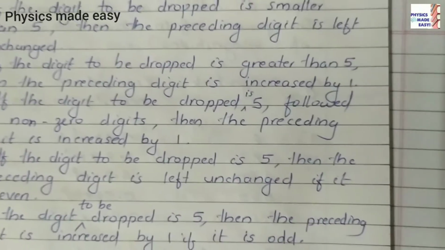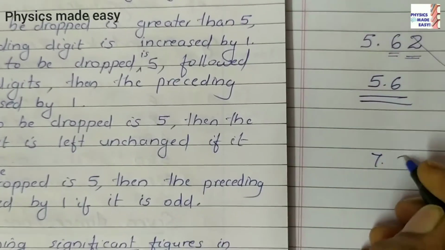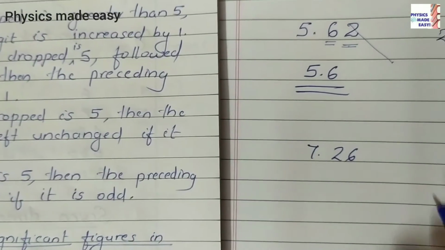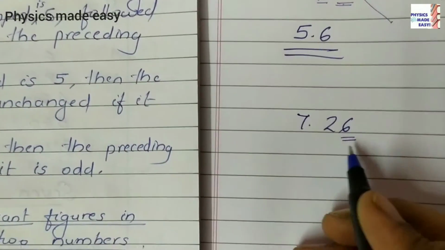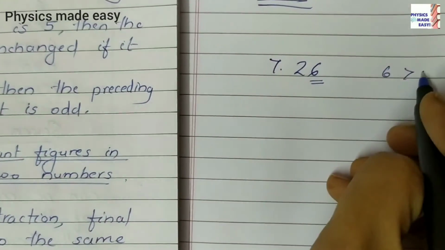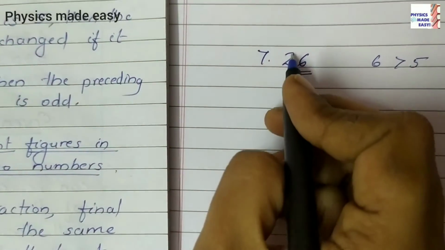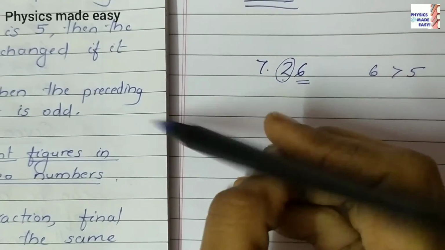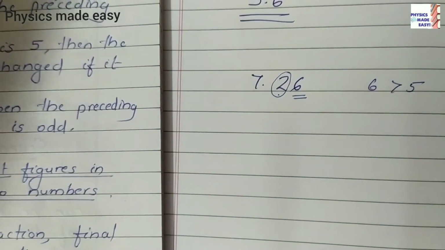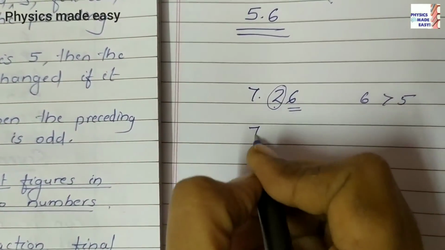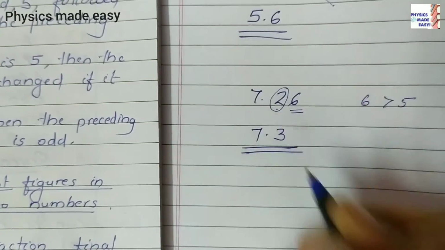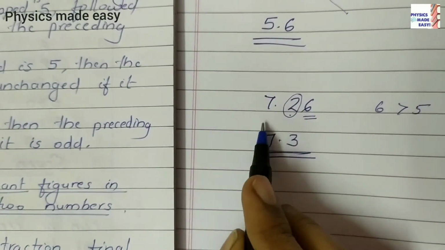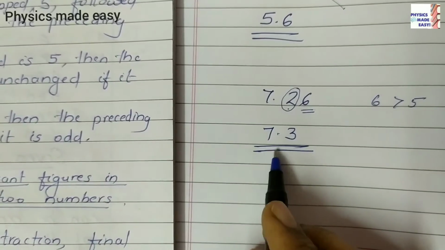Here you can see an example, 7.26. If you want to drop the 6, here the 6 is greater than 5, no? So how to do that? You have to add 1 to this 2. Then that will be 7.3. Like this way we can round off this number 7.26 as 7.3.